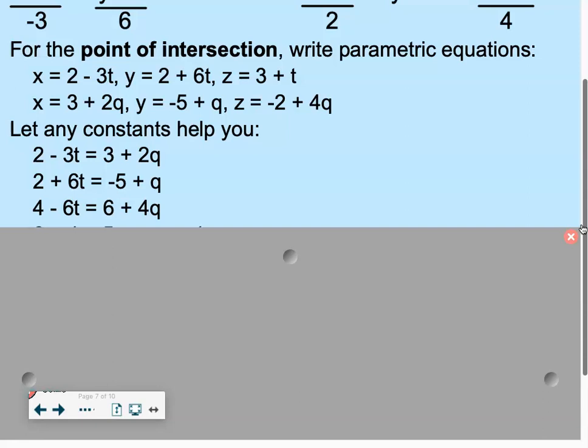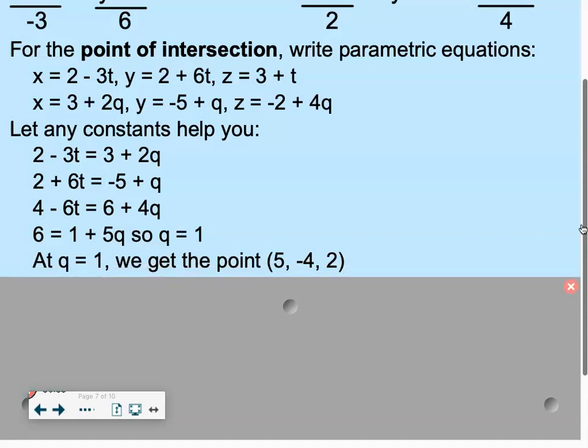All I did was let x equal x, y equal y, z equal z. You get 3 equations with 2 unknowns. You can pick any 2. You don't need 3 equations, you only need 2 of them, right? So you solve.